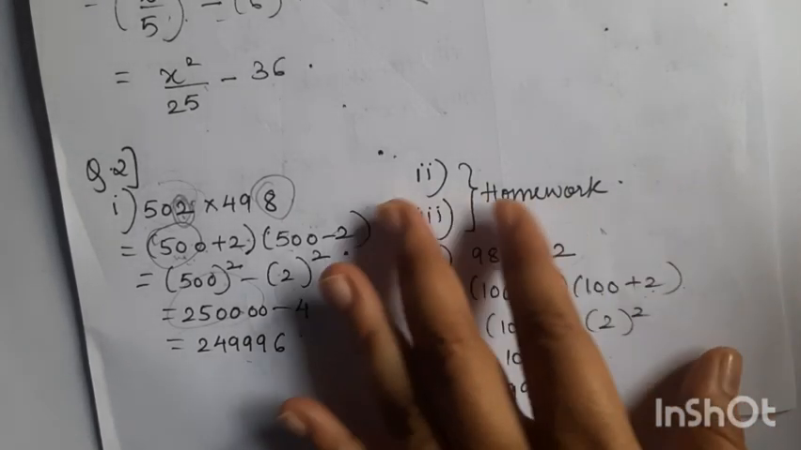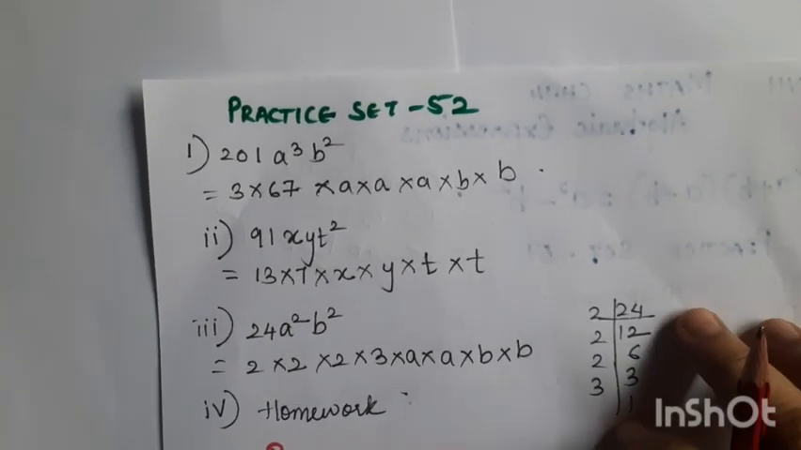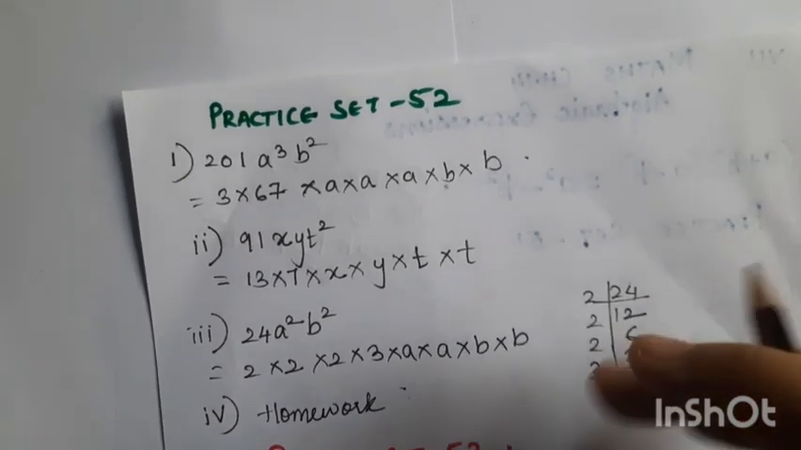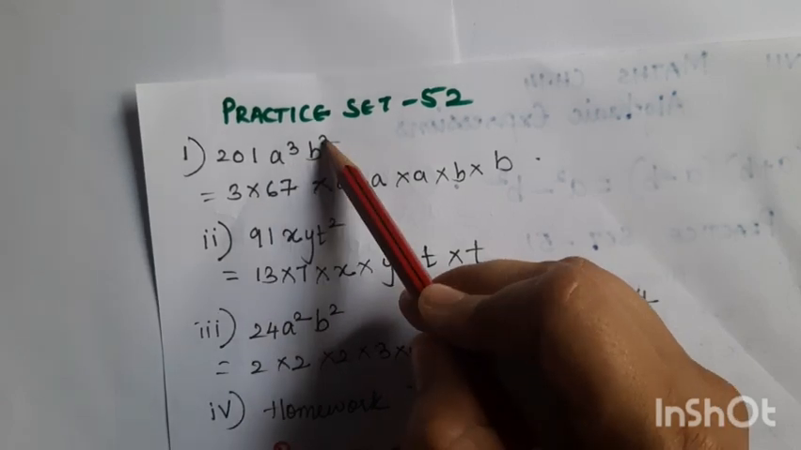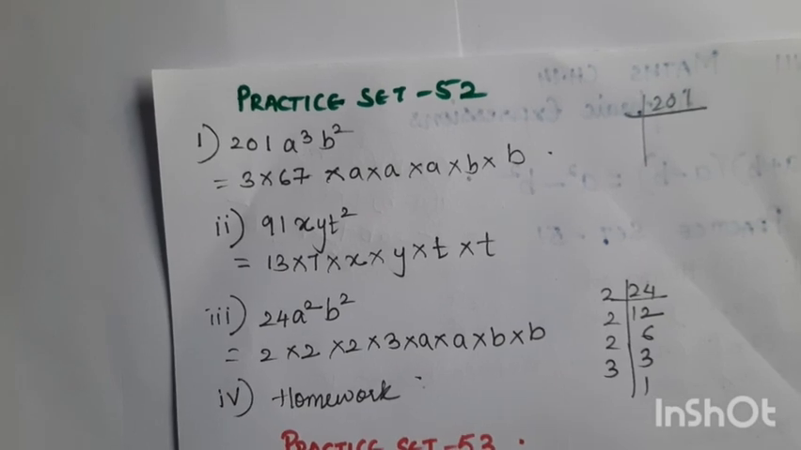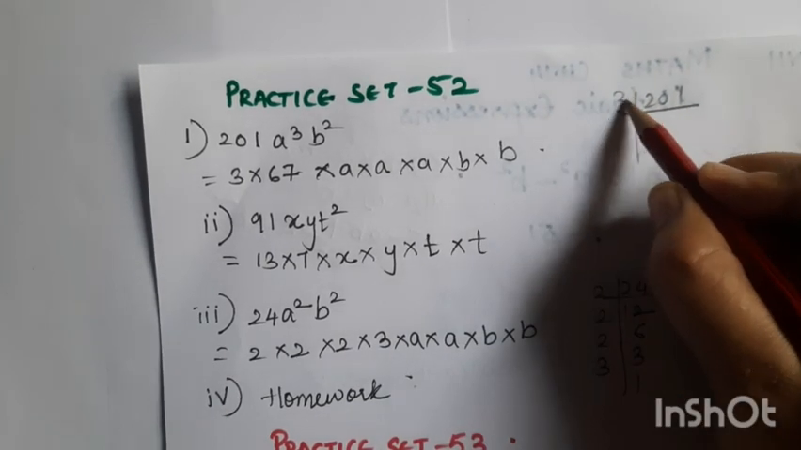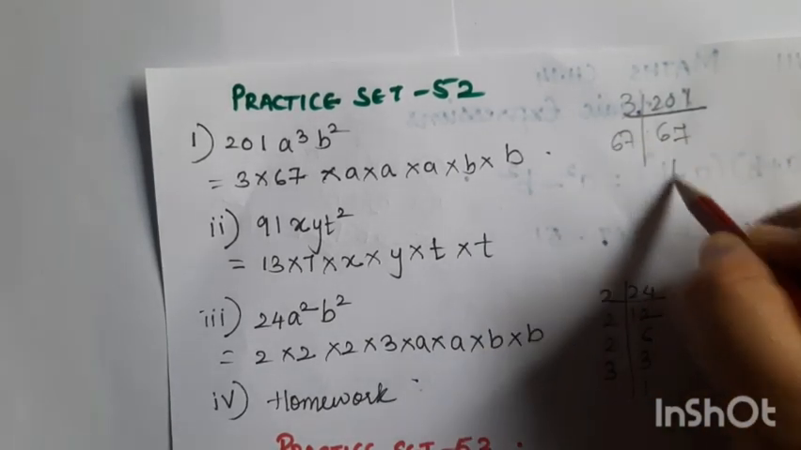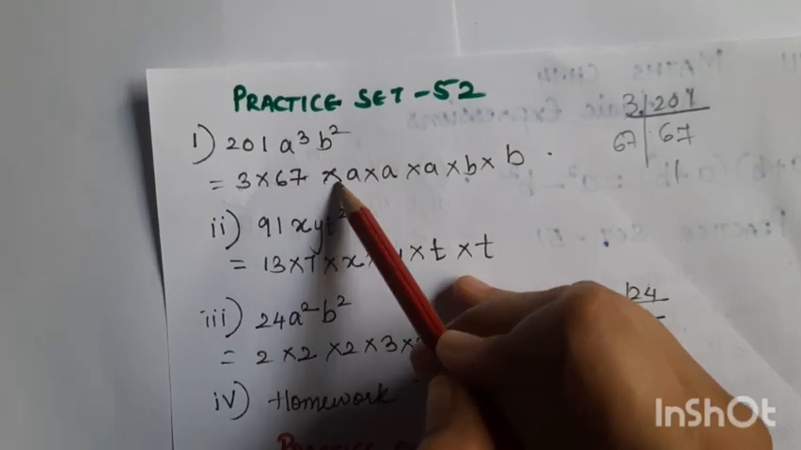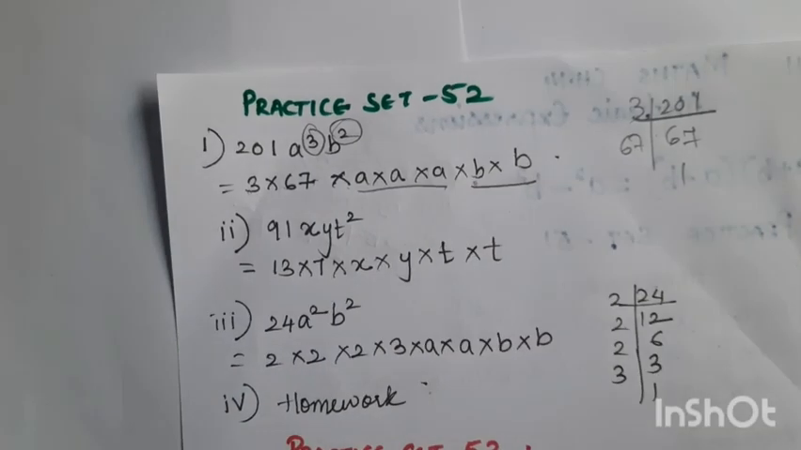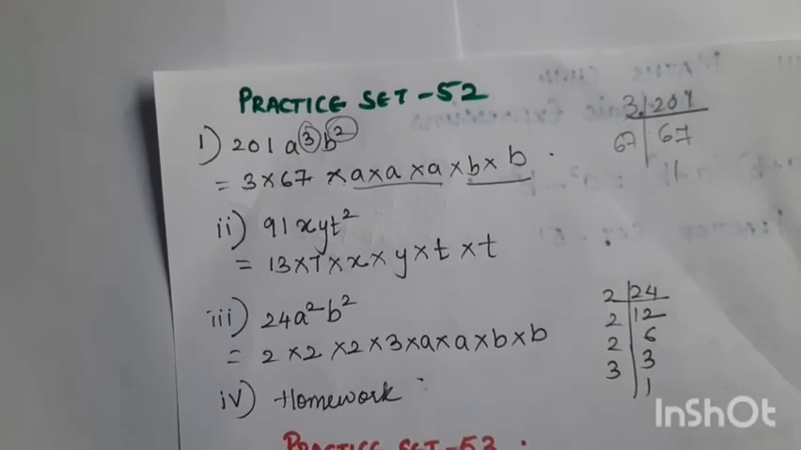Now let's see how to do the factorization of algebraic expressions. I will directly begin with practice set 52. We'll see how to factorize the given terms. First one, 201 a cube b square. You all know how to find the factors of a number. 202: 3 sixes are 18, 3 sevens are 21, 67 ones are 67. So 3 into 67 into a cube, meaning a is multiplied 3 times, b square means b is multiplied 2 times. That's it. We have to find the factors.